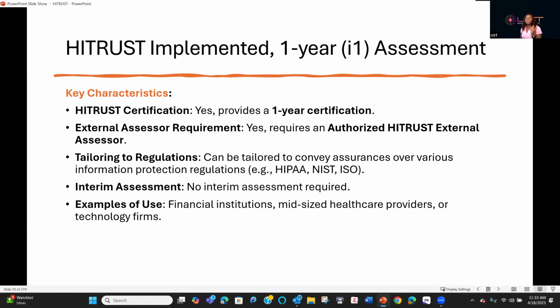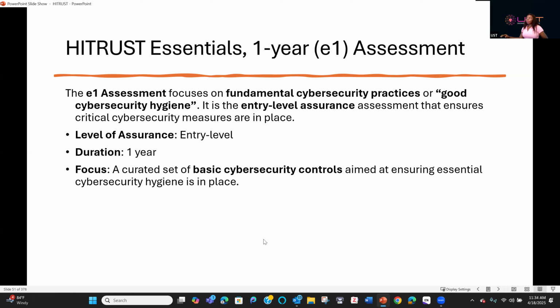Say, for example, you have a financial institution, which is a mid-sized company, or a healthcare provider or technology firm, who want to achieve the I1 certification. But remember, it can be a moderate system, not necessarily high, after they've categorized their information system. And guess what? You can only achieve certification for 1 year, but still, HITRUST will also need to approve the external auditors that will help you achieve this kind of certification or go through this type of assessment.